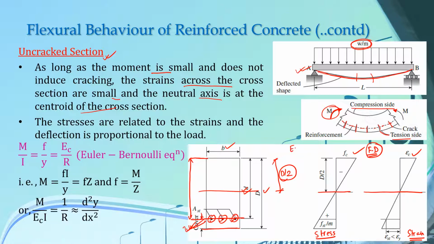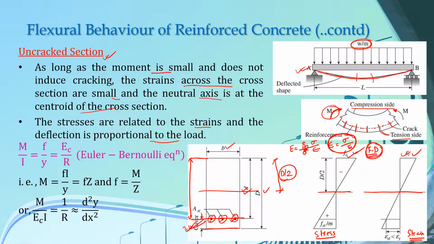So we know that modulus of elasticity is given by stress upon strain. And if you want to get the value of strain, then you just have to divide stress upon modulus of elasticity. So using this relationship here, you can derive the strain diagram from our stress diagram, since this linear relationship between force and displacement holds here. So the stresses are related to the strains and the deflection is proportional to the load.